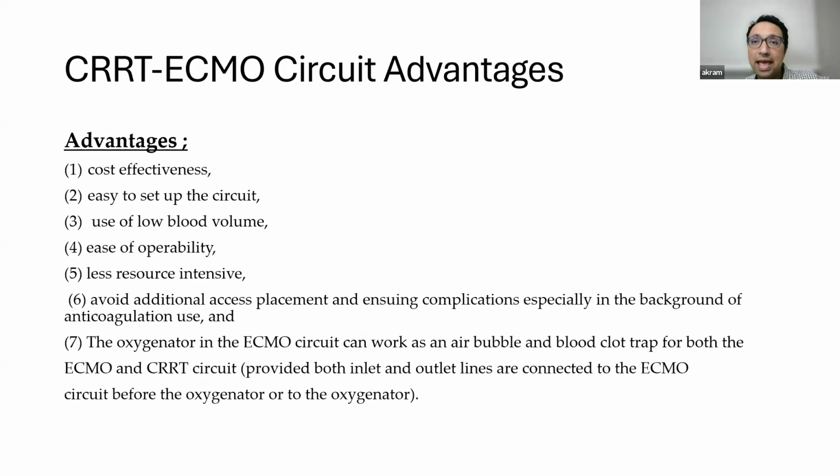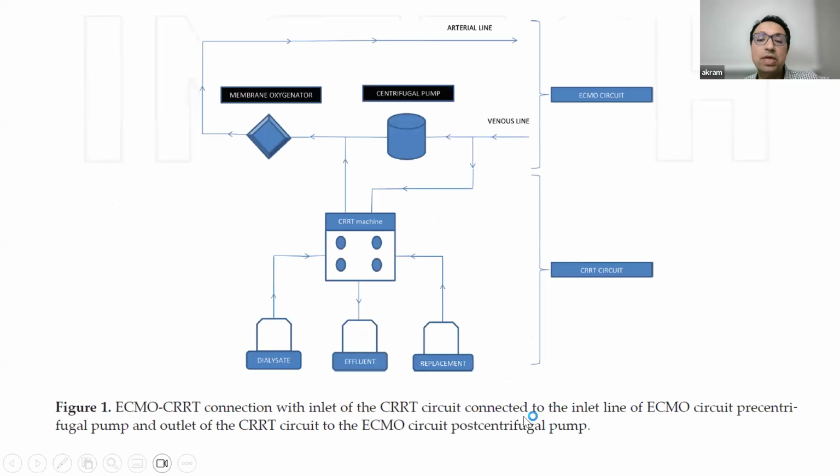Or we can incorporate the CRRT into the ECMO circuit. It's more cost effective, easy to set up, uses low blood volume, easy to operate, less resource intensive, avoids additional access, and the oxygenator can act as a bubble trap. As you can see here, we can incorporate the CRRT machine, draining from the venous line before the pump, and returning after the pump.